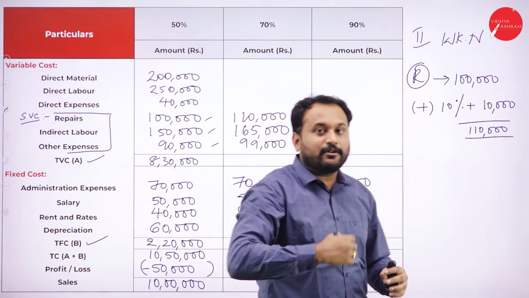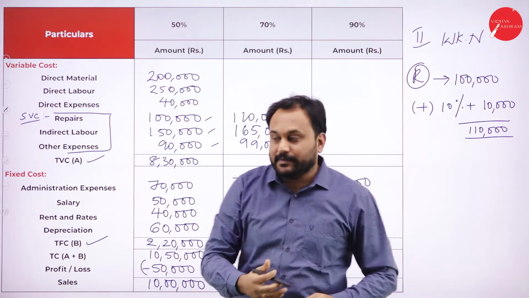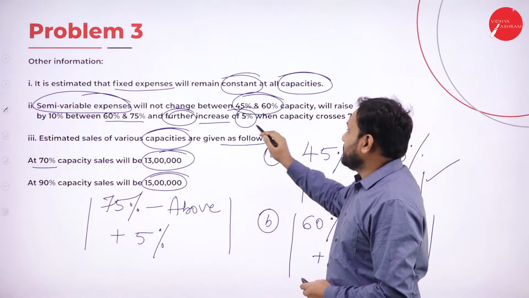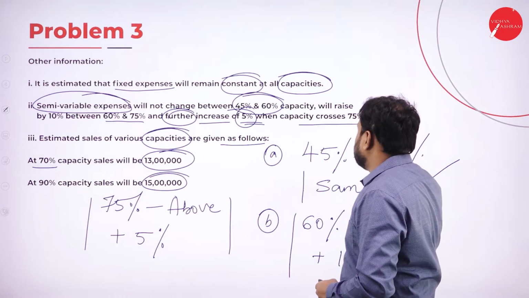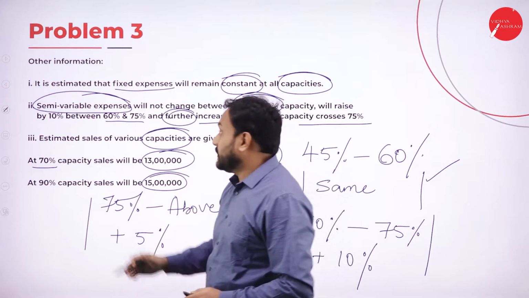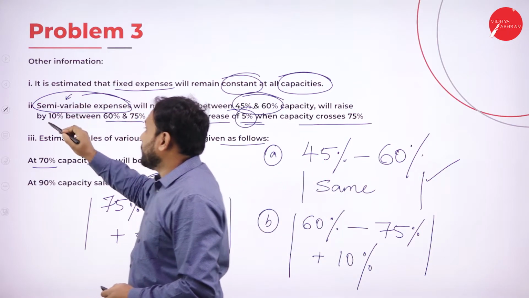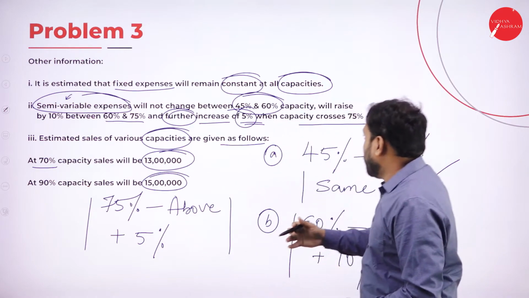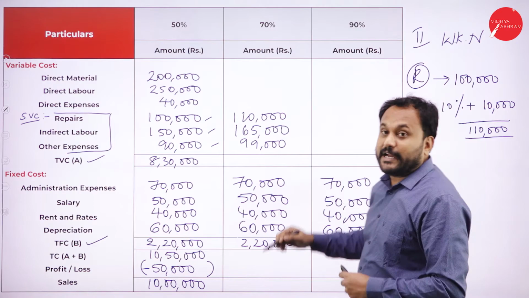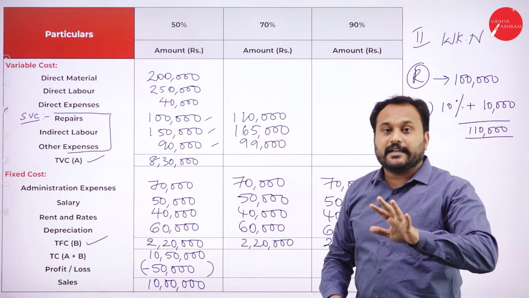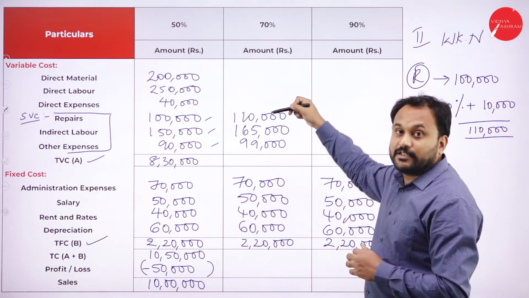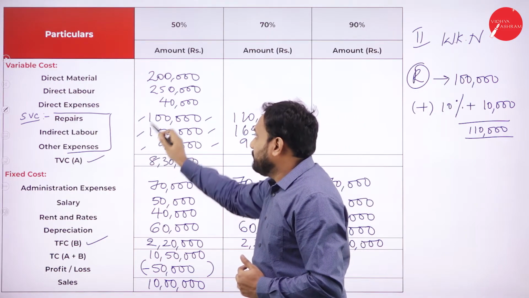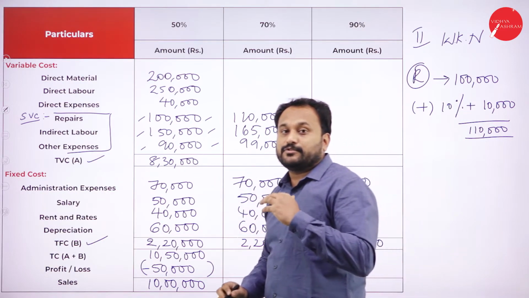The same way, we calculate for the next slab. It further increases by 5% when capacity crosses 75%. This is only for semi-variable cost, not for 100% variable. It is only for semi-variable cost. Now, what happens here is we need to increase by 5%. Please don't increase it from the 70% figure. You are supposed to go from the base. These are the base things, right? Only from there you are supposed to increase.